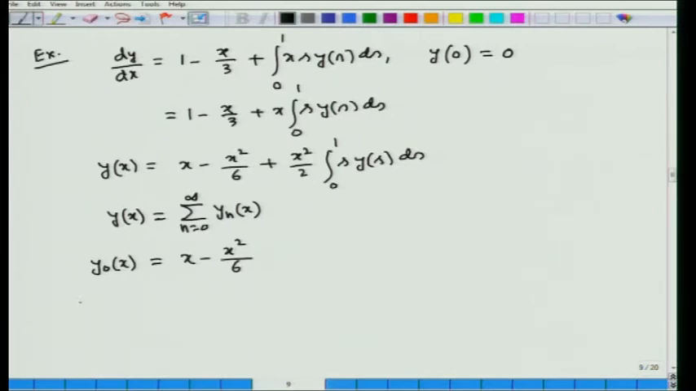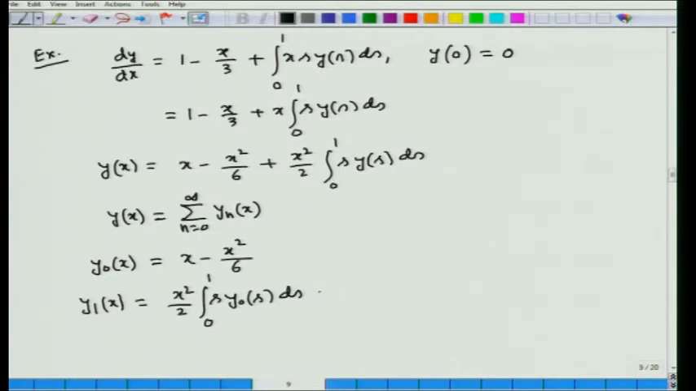Using this y_0(x), now we can calculate y_1(x), this is equal to x^2/2 integral 0 to 1 s y_0(s) ds, and here you can note that this x^2/2 is nothing but integral 0 to x p(t) dt that we have discussed in the case of the general formulation for solving this kind of equations using the Adomian decomposition method.